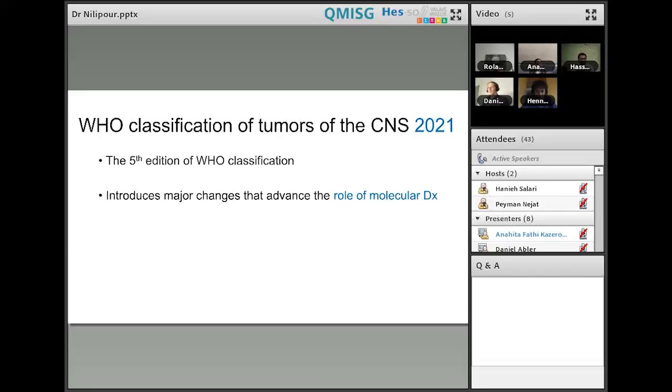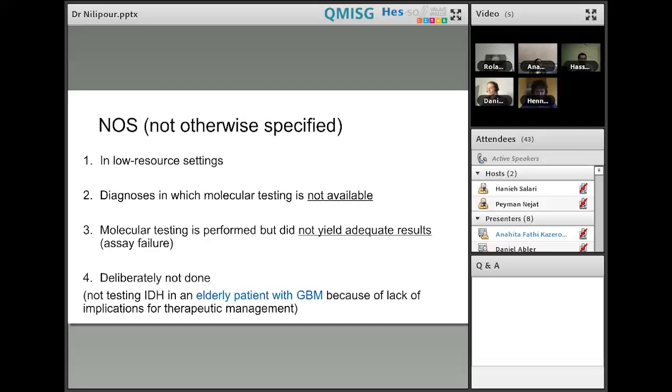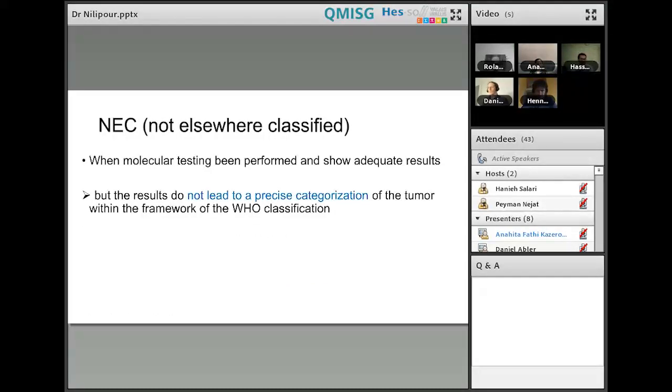But nowadays, in 2021, recently, they have a new manuscript about the new classification of the brain tumors, and the role of molecular diagnosis is now more important. We have two terms that you have to be familiar with. One is NOS, which stands for not otherwise specified. And if we can't do the proper molecular diagnosis, we can use this term.